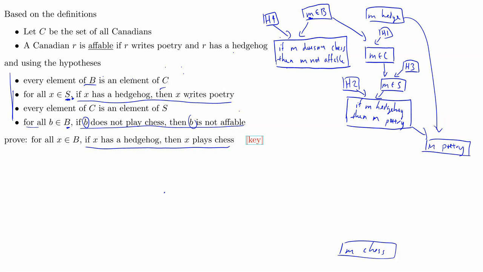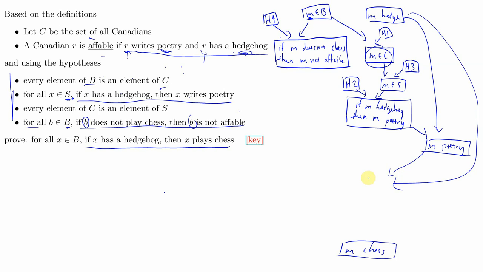And then, now that we have M writes poetry, and M has a hedgehog, take a look back at this definition right there. We have a Canadian, that is an element of the set C. Yeah, we have that like way back here. So this definition can apply. We have that M writes poetry and M is a hedgehog. So that takes the place of the R's here. We end up with M is affable. Right? So the fact that M is a hedgehog together with M writes poetry, this leads to M is affable.